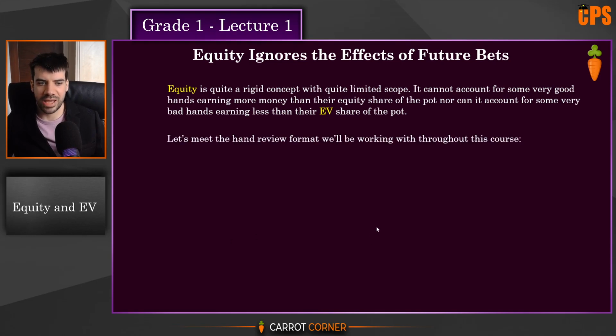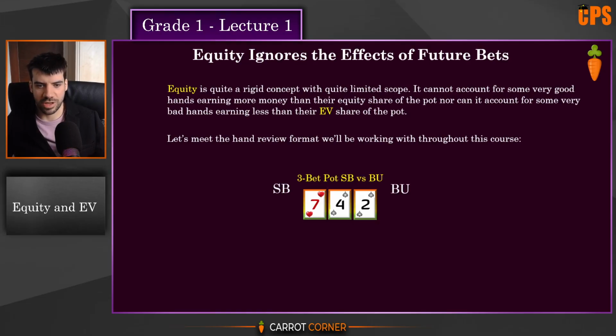So let's meet the hand review format that this course, and indeed the entirety of the Carrot Poker School, will be using. Basically, we'll have a rough descriptor in yellow here above a flop. This shows you that it's a 3-bet pot, small blind against button. The out of position player will be on the left and the in position player will be on the right.